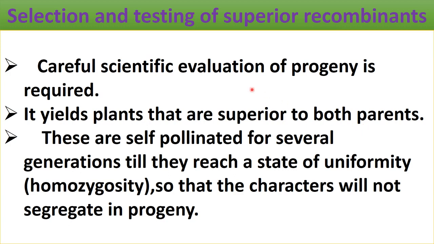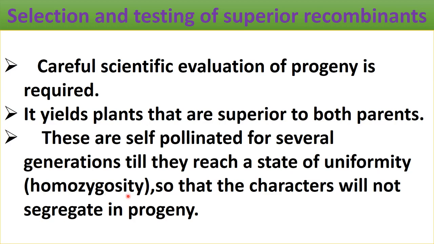Means when we carefully evaluate the progeny, then we will get the plant that is superior to both parents, or we can say the plant that can be called a superior recombinant. Now these are self-pollinated. These superior recombinants, or you can say these plants having the desirable combination, will be self-pollinated for several generations till they reach a state of uniformity, or you can say homozygosity.